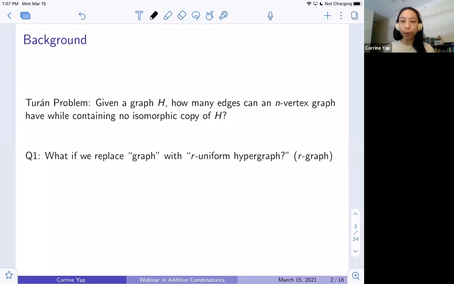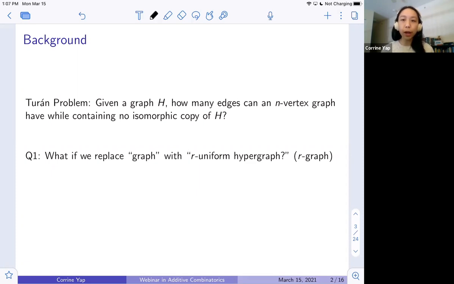Now we're looking at a set of vertices and a collection of edges, which are subsets of size r. I'll refer to that as an r-graph. And we can ask the same question: how many edges of size r can an n-vertex hypergraph have while containing no isomorphic copy of your favorite r-uniform hypergraph? Again, a lot has been done on this problem, and again, the interesting case is the degenerate one, where you're looking at an r-partite r-uniform graph.